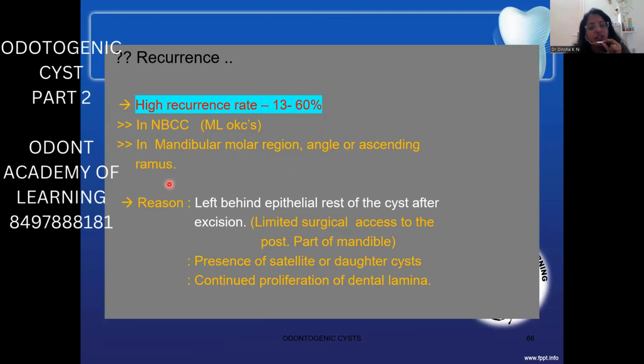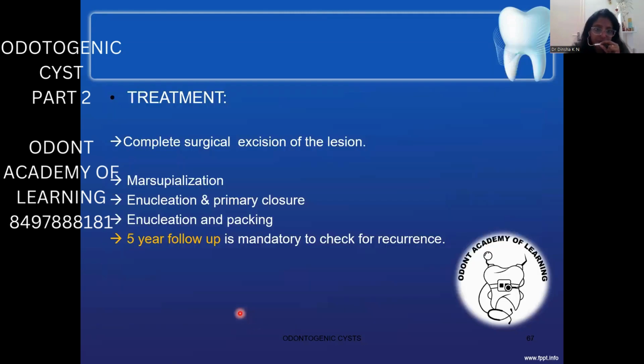The reasons noted for this recurrence: one is there could be epithelial rests or remnants which are left behind in the cyst even after the excision. One reason could be the limited surgical access to the posterior part of the mandible and the presence of satellite or daughter cysts, or there could be a continued proliferation of the dental lamina. All these could be the reasons for the recurrence of OKC.